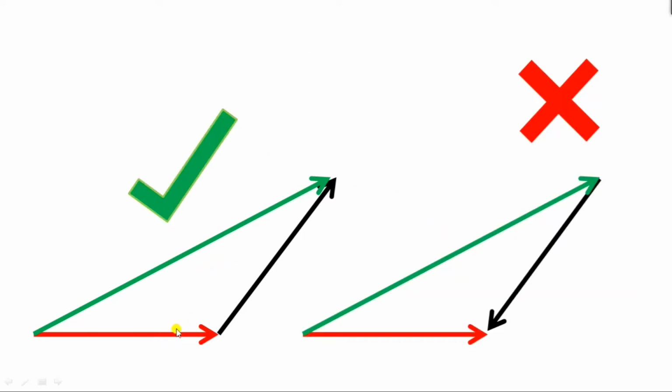Here you can see the tip and tail of the two vectors are together. That means this is the resultant of these two vectors. But here the tip and tail are not coming together, so this is not the triangle law.